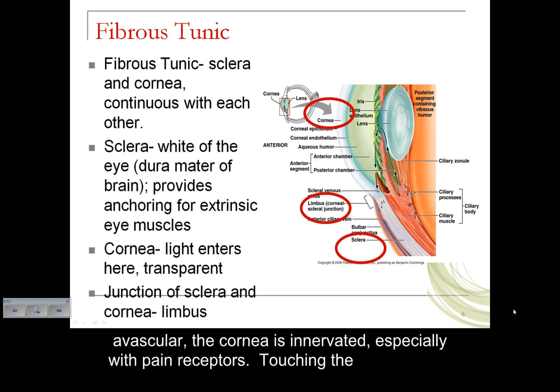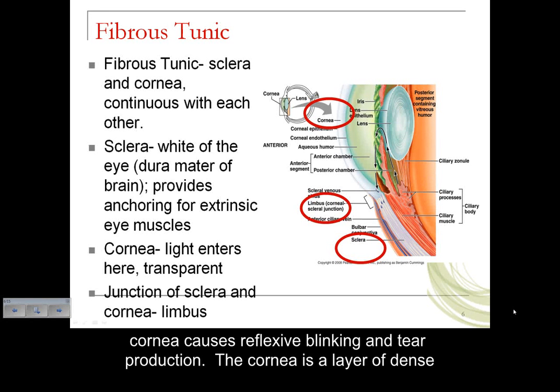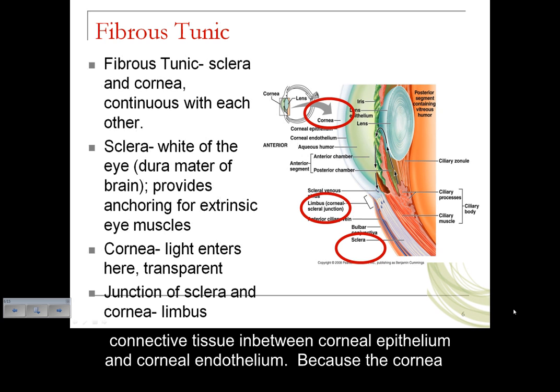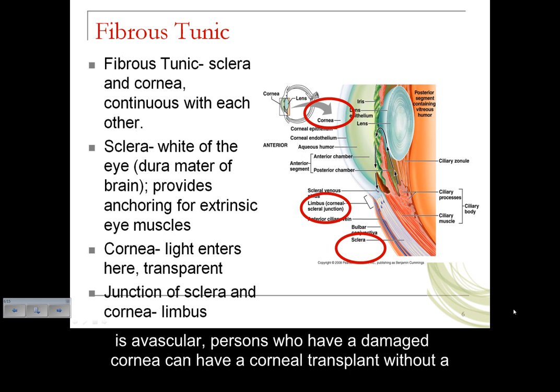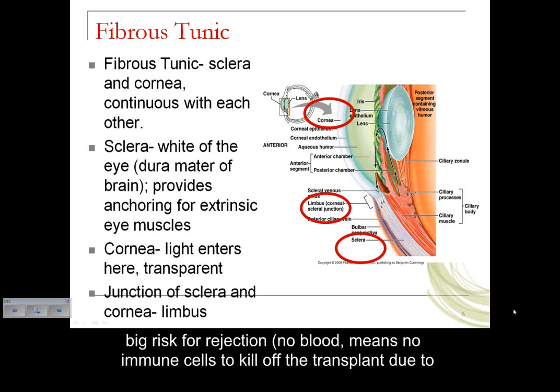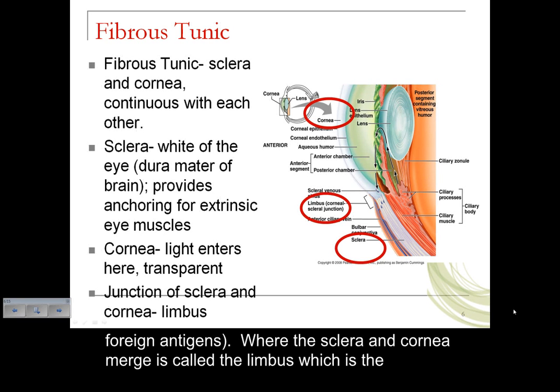Although avascular, the cornea is innervated, especially with pain receptors. Touching the cornea causes reflexive blinking and tear production. The cornea is a layer of dense connective tissue in between corneal epithelium and corneal endothelium. Because the cornea is avascular, persons who have a damaged cornea can have a corneal transplant without a big risk for rejection. No blood means no immune cells to kill off the transplant due to foreign antigens.